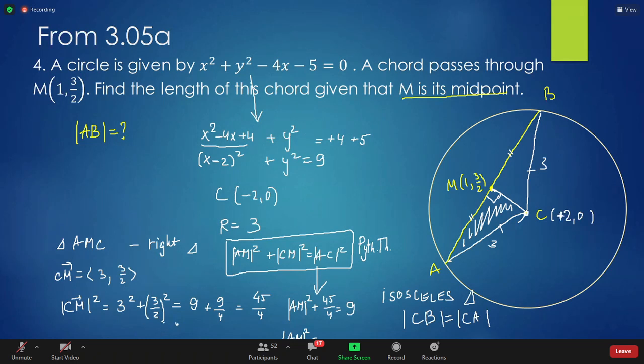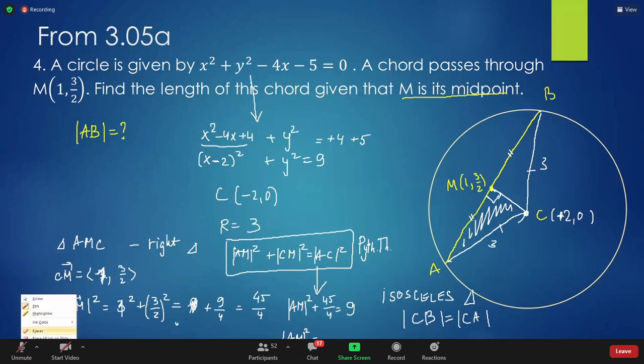So 2 minus 1 is actually 1. So this is 1. So this is actually 13 over 4. Okay. Now I will do it in a nicer way.